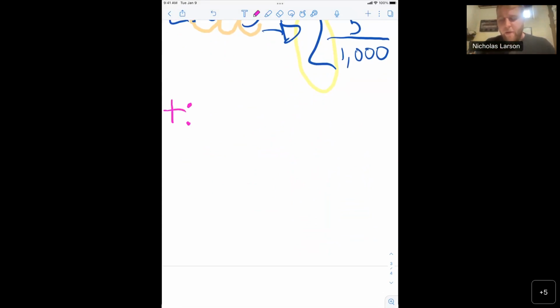Adding, okay? If we're adding fractions, what we need to make sure we have is a common denominator. What does that mean? Does anyone know?